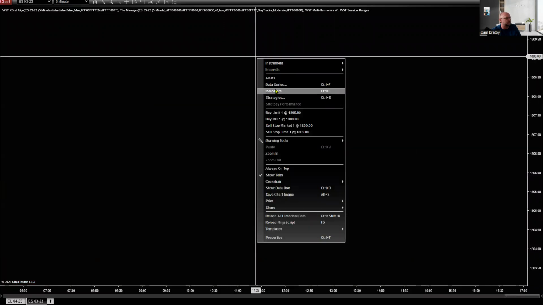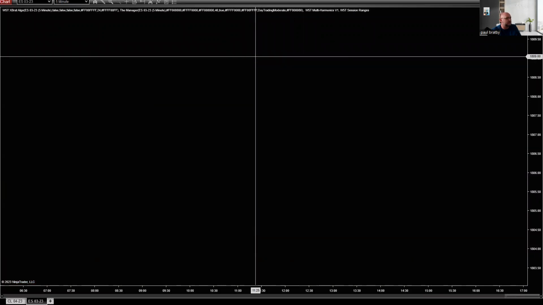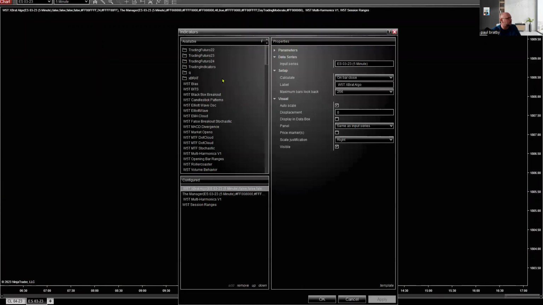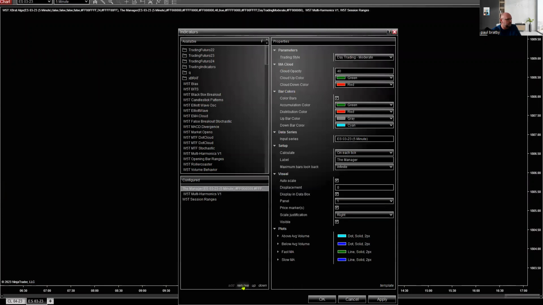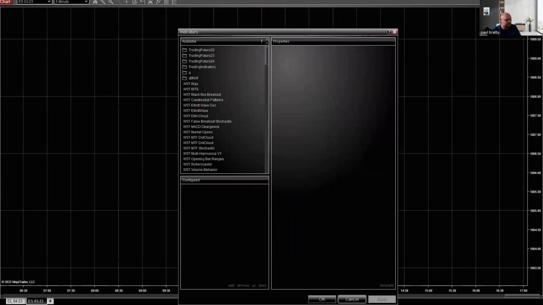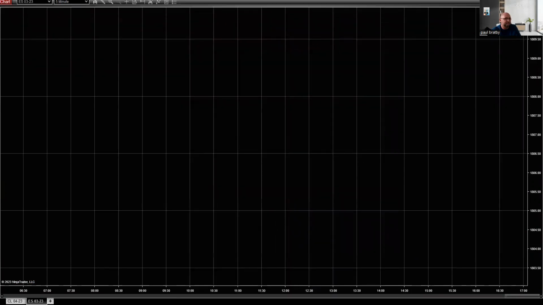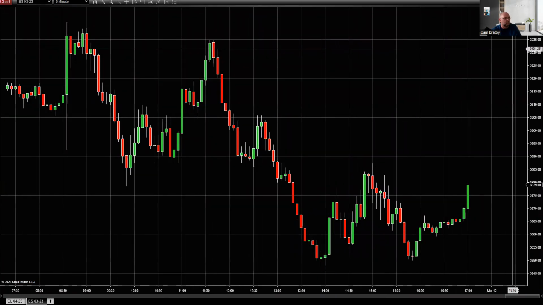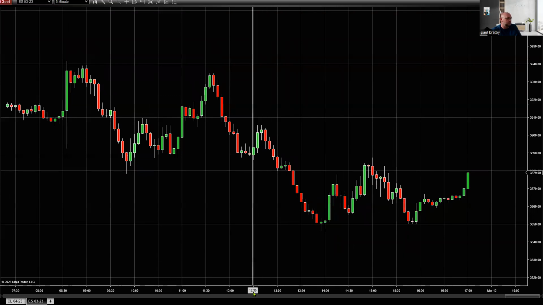Oh, I forgot. I got all these things that start up at the same time. So I'm just going to discontinue those when the chart loads up. So just going to get rid of these for now, because I just want a blank chart. Okay. We got a blank chart, nothing on it.